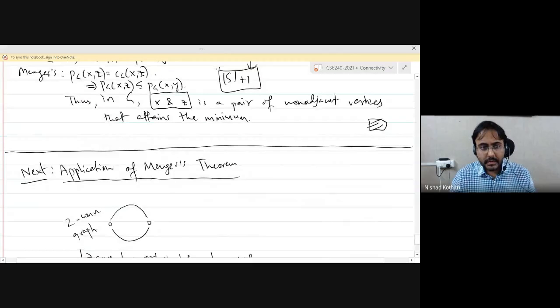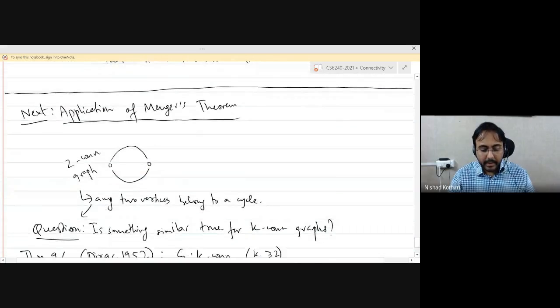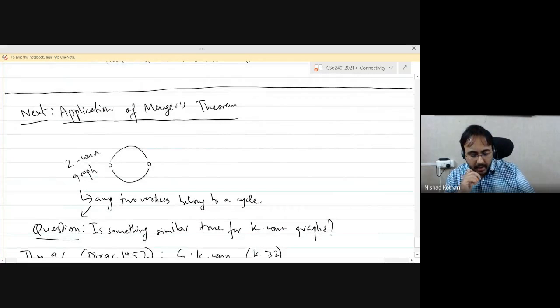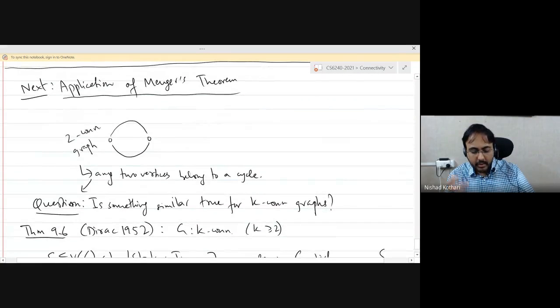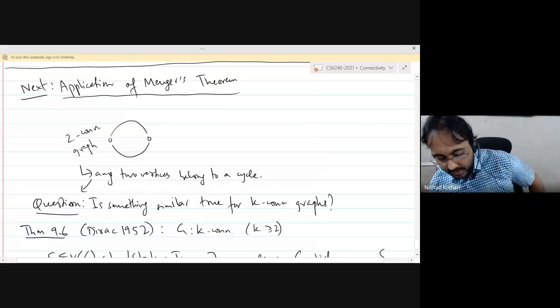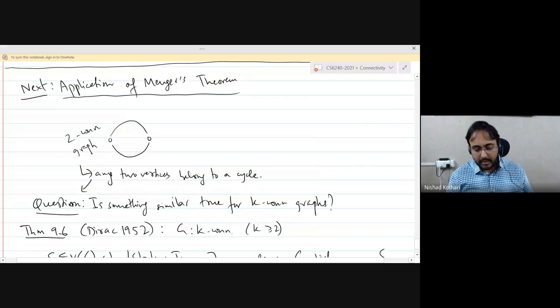So as we discussed at the end of last lecture, we are going to see an application of Menger's theorem. And we know that in a two-connected graph, by definition, any two vertices are joined by two internally disjoint paths. Internally disjoint is sufficient because it just means that the only vertices shared are the ends, and that means that no edges are shared. So I don't need to specify.